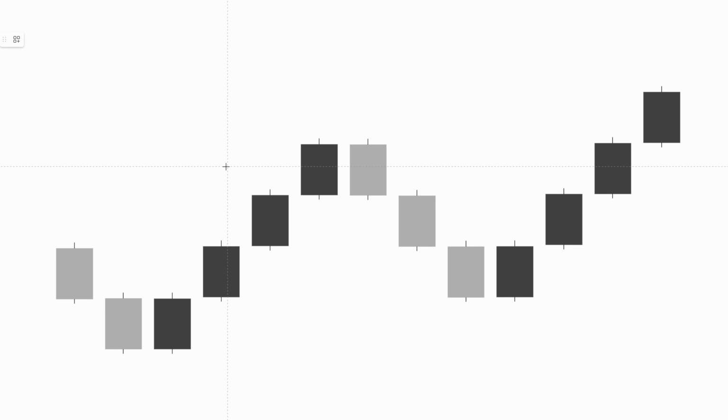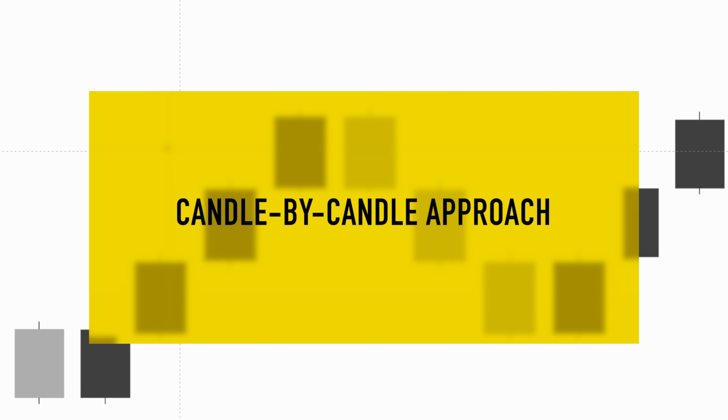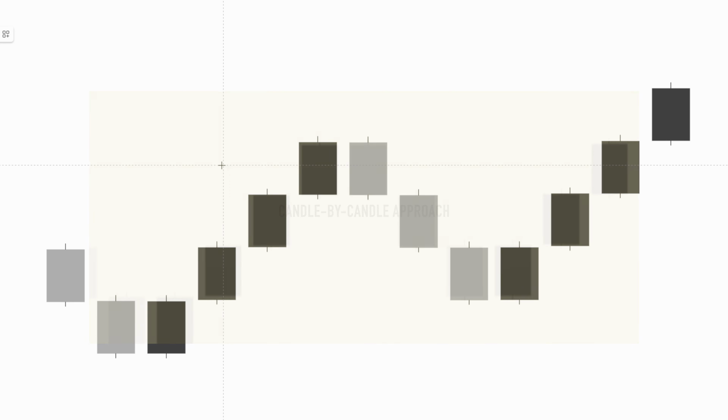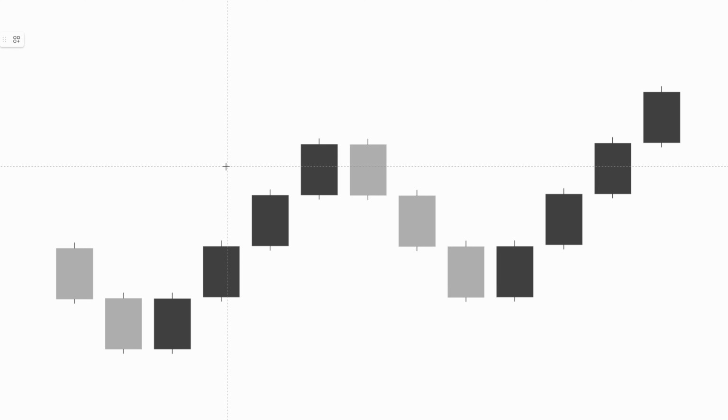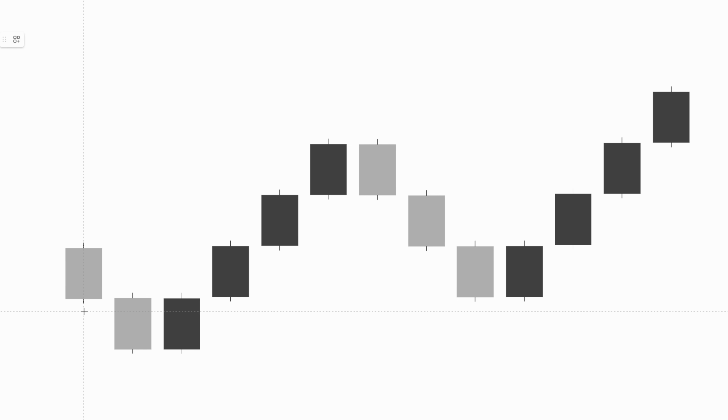So the first thing you need to understand is that you need to read structure on the chart on a candle by candle approach. This will help you identify that market direction and also going to help you identify when marking up your swing structure. So let's look at the one candle by candle approach first.